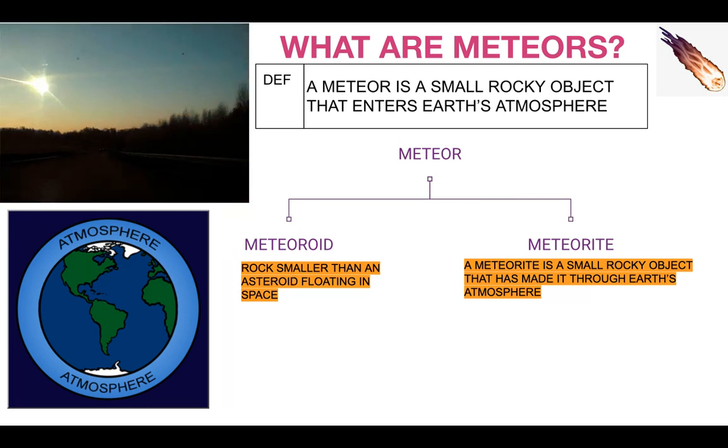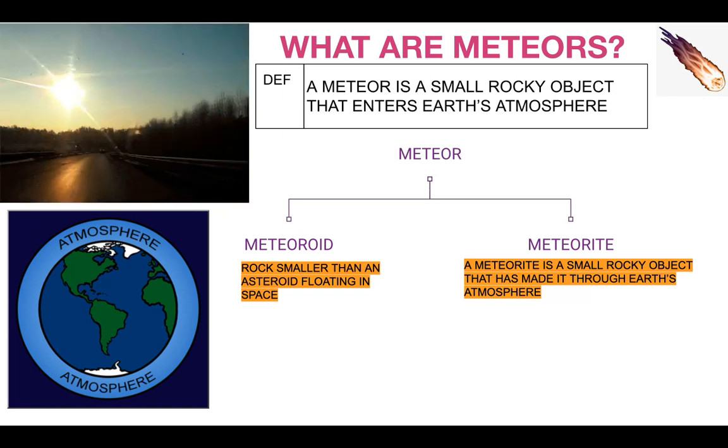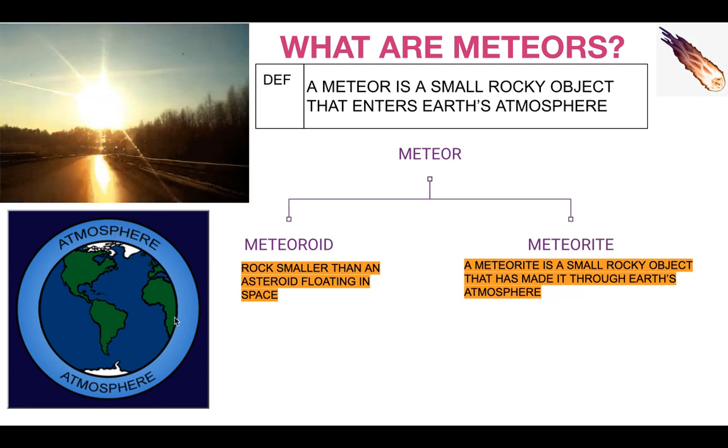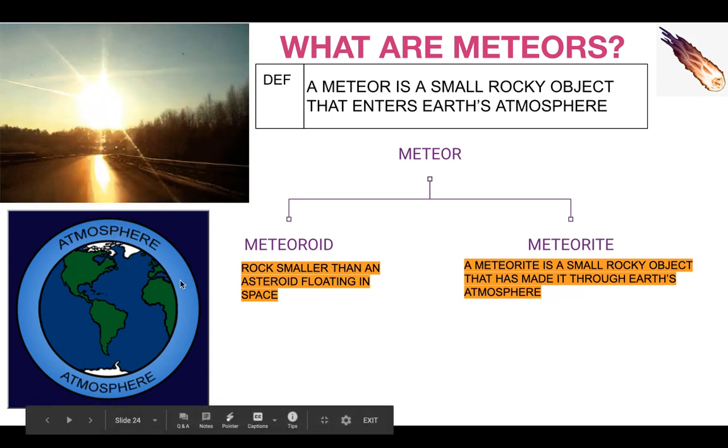So a meteor, what is a meteor really? It's just a rocky object that has entered our atmosphere. A meteoroid and a meteorite, they're all the same. They're basically rocky objects, okay? Now, the interesting thing about us is that we are protected here with this atmosphere. The atmosphere is a big, thick atmosphere on Earth.